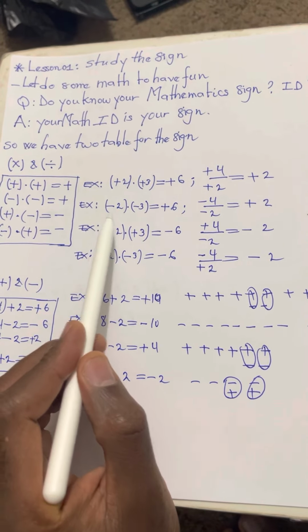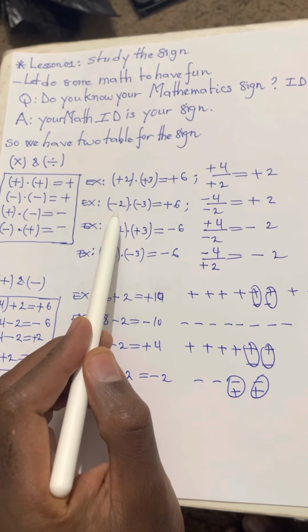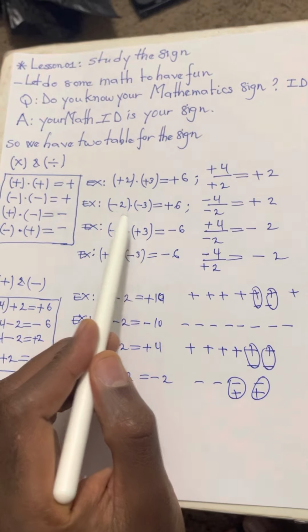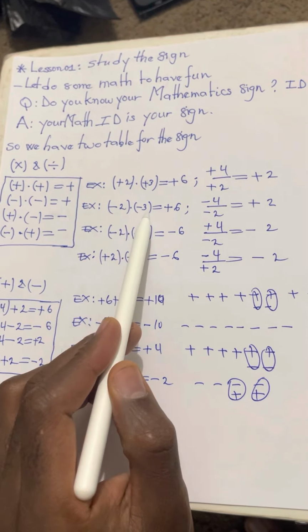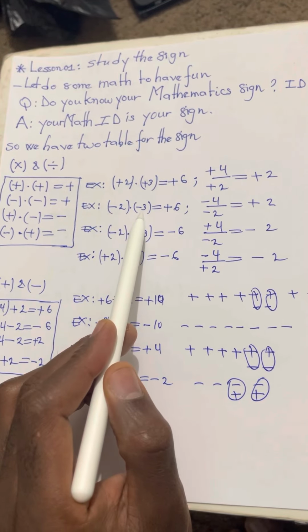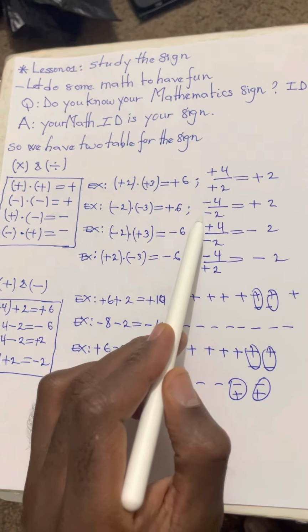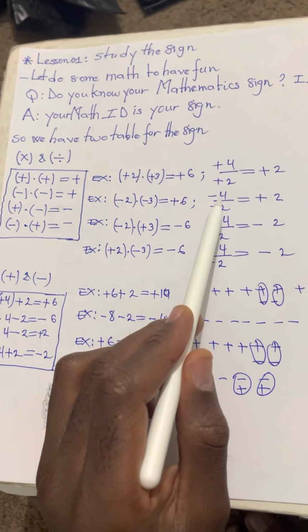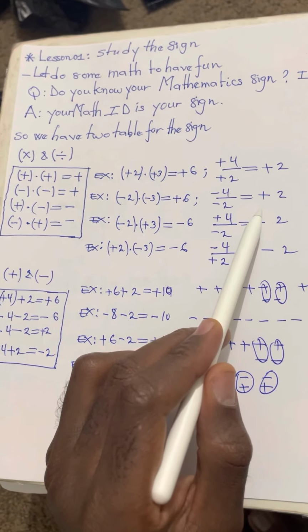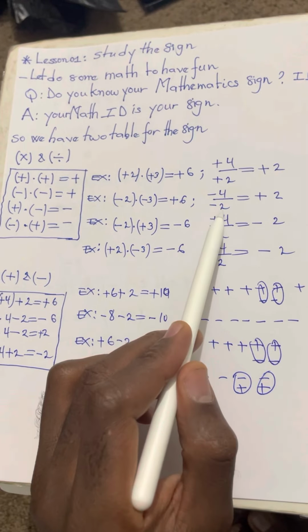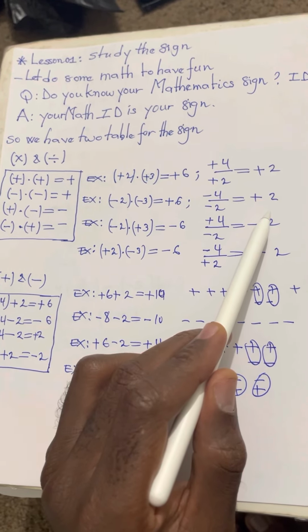Now, when you have two negative signs, negative 2 times negative 3, since negative times negative is positive, so 3 times 2, that's 6. On the other hand, when you divide a negative value by a negative, that turns out to positive. So 4 divided by 2, that's 2.